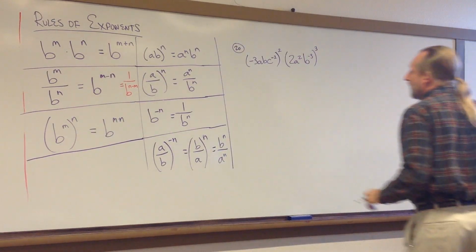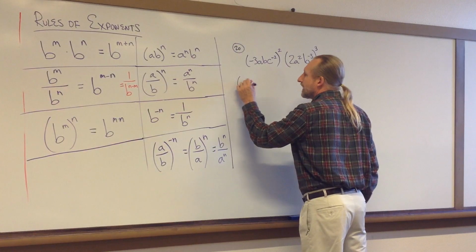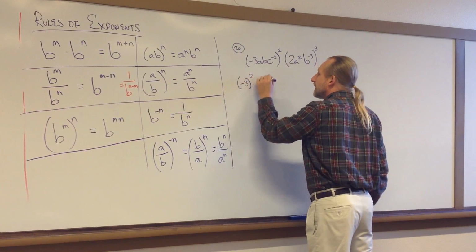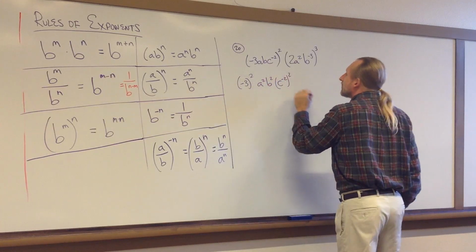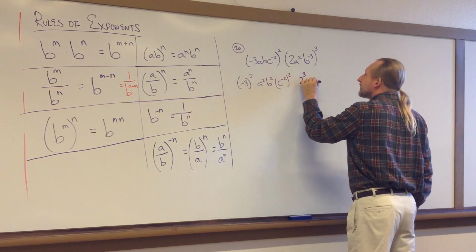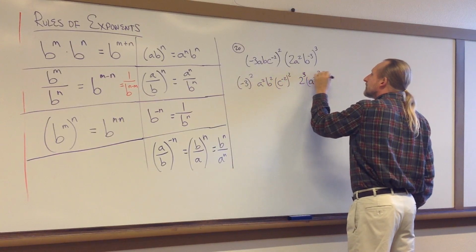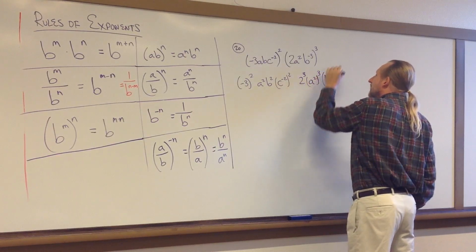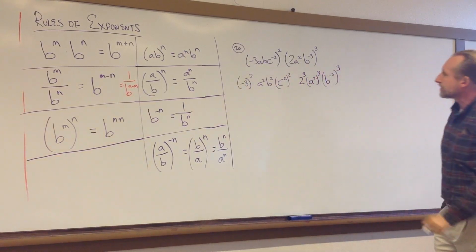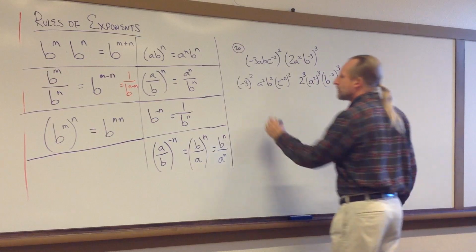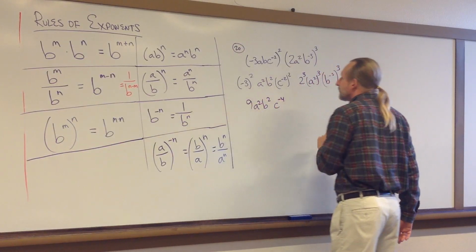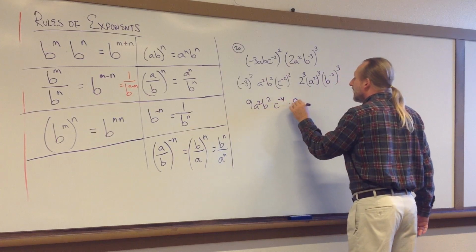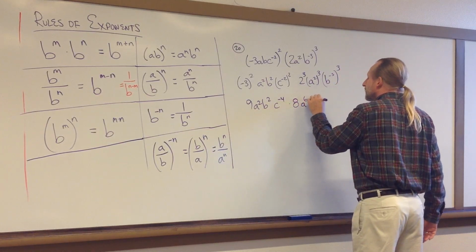I'll go ahead and write this out first separately. Negative 3 squared, a squared, b squared, c to the minus 2 squared. And then 2 to the 3rd, a squared to the 3rd, b to the negative 3 to the 3rd. So this will be 9, a squared, b squared, c to the minus 4. Then 8, a to the 6th, b to the minus 9.